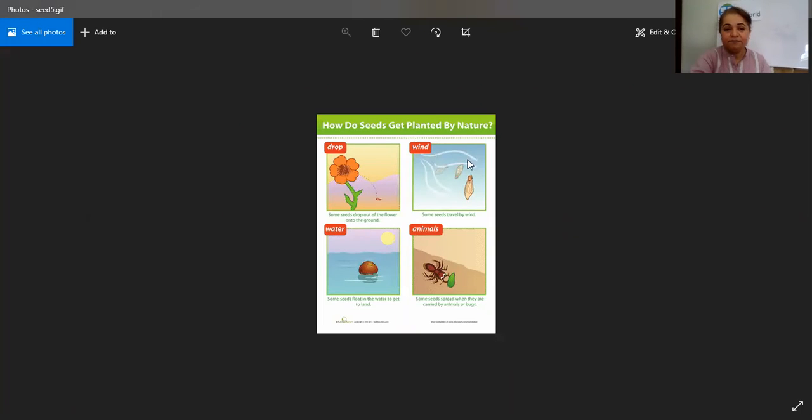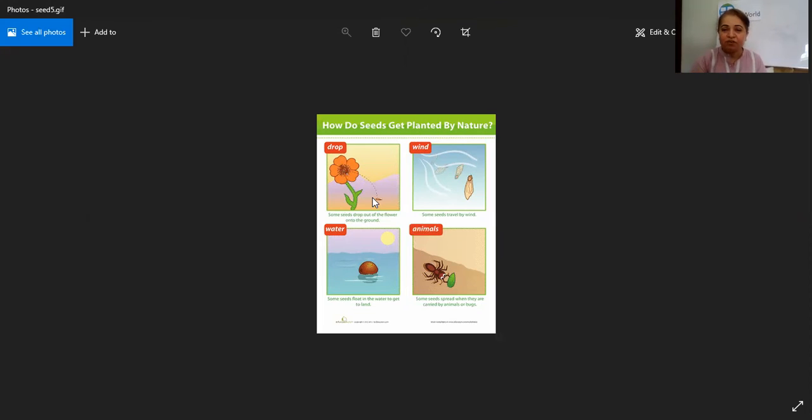Now, can you see this? There is somewhere this can get dropped, right? Here, the seed from the flower got dropped over here, and it can make a new plant over here. Then with the wind, see, the seed is floating in the wind, it's like flying, and the more the wind is, they can travel a very far distance.